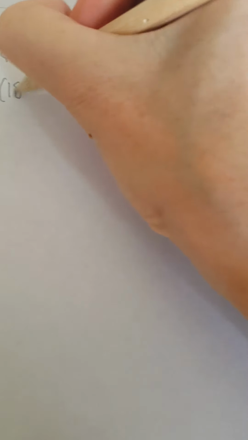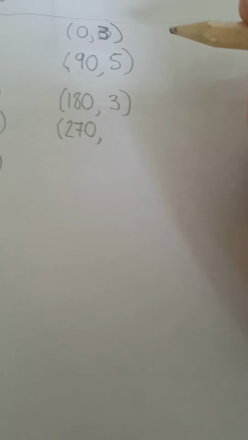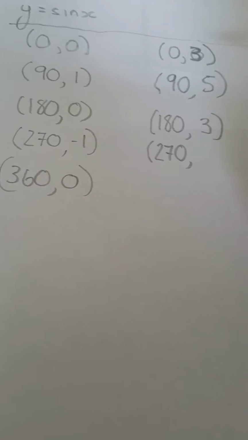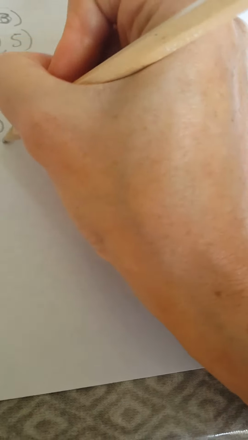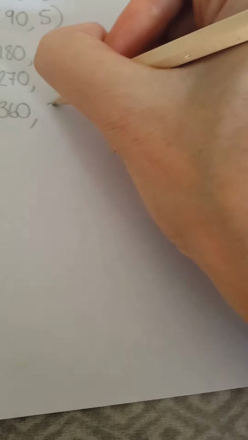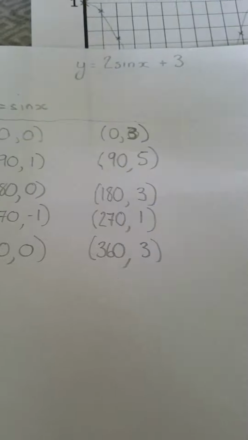180, 0: 180 is not going to change, but the 0 goes up 3, so it's 180, 3. 270, minus 1: 270 doesn't change, but the minus 1 gets multiplied by 2 to give minus 2, and we add on 3 to that, which will give us 1. Then 360 doesn't change, 0 times 2 is just 0, add on the 3 gives me 3. So these are the new coordinates for me to draw into the graph.